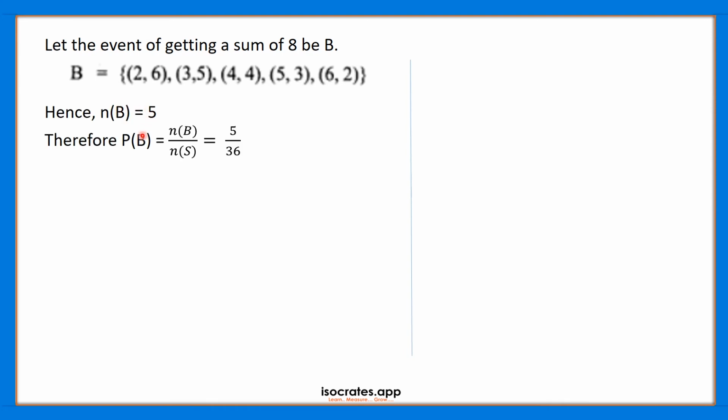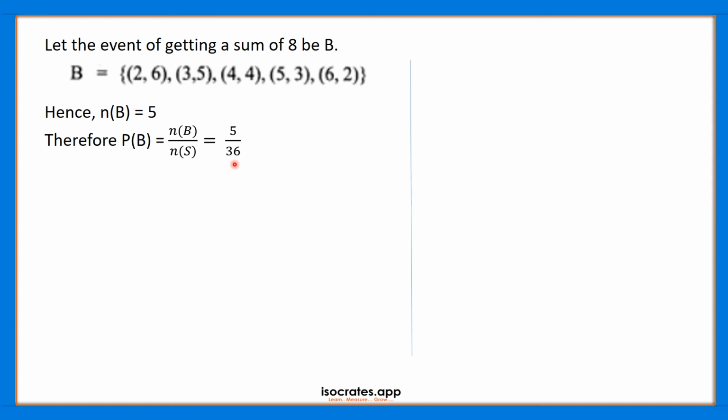So by using the same formula that we used to find the probability of an event, we find that P(B) is equal to n(B) by n(S), which is equal to 5 by 36. What we actually need to find in this question is the probability of getting an even number on the first die or a total of face sum 8. So what we are going to use is that P(A union B) is equal to P(A) plus P(B) minus P(A intersection B).